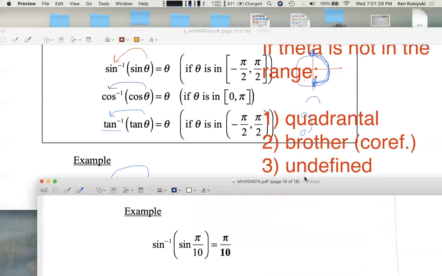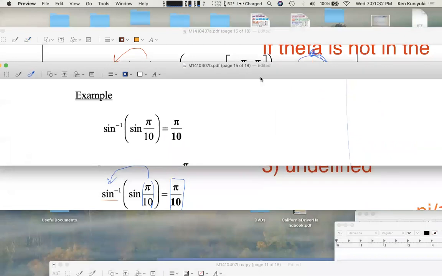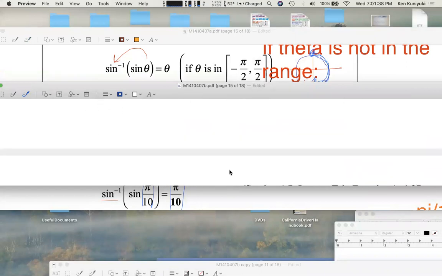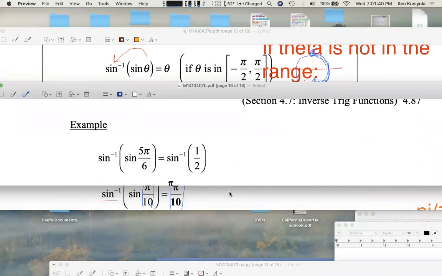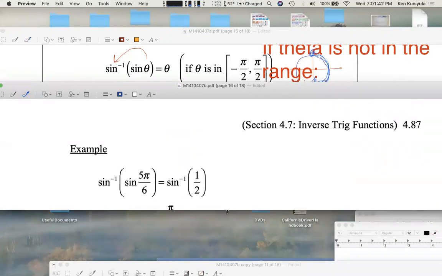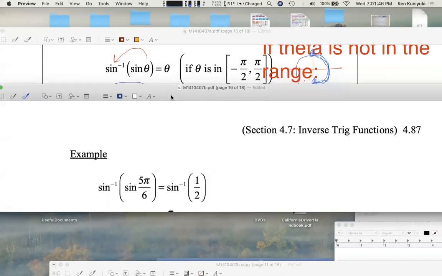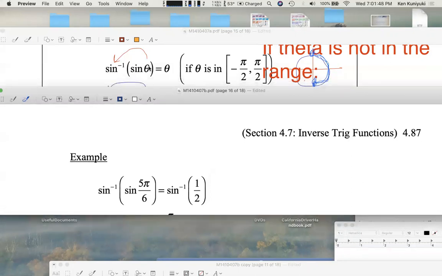So for example, let's consider the inverse sine of the sine of 5 pi over 6. The inverse sine of the sine of 5 pi over 6. Now, will this property up here in the upper left work for this value of theta? Well, 5 pi over 6 is not acute, so I'm a little suspicious.